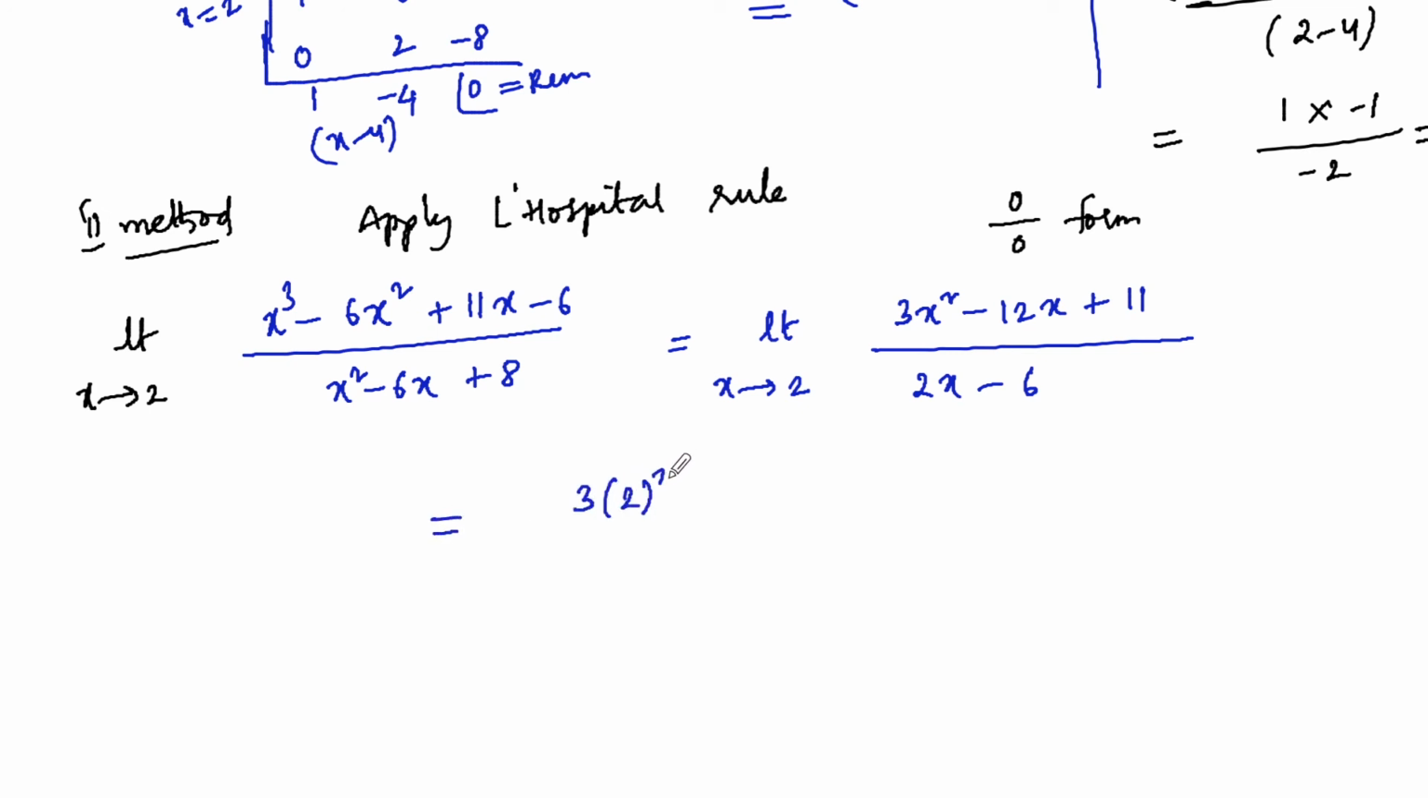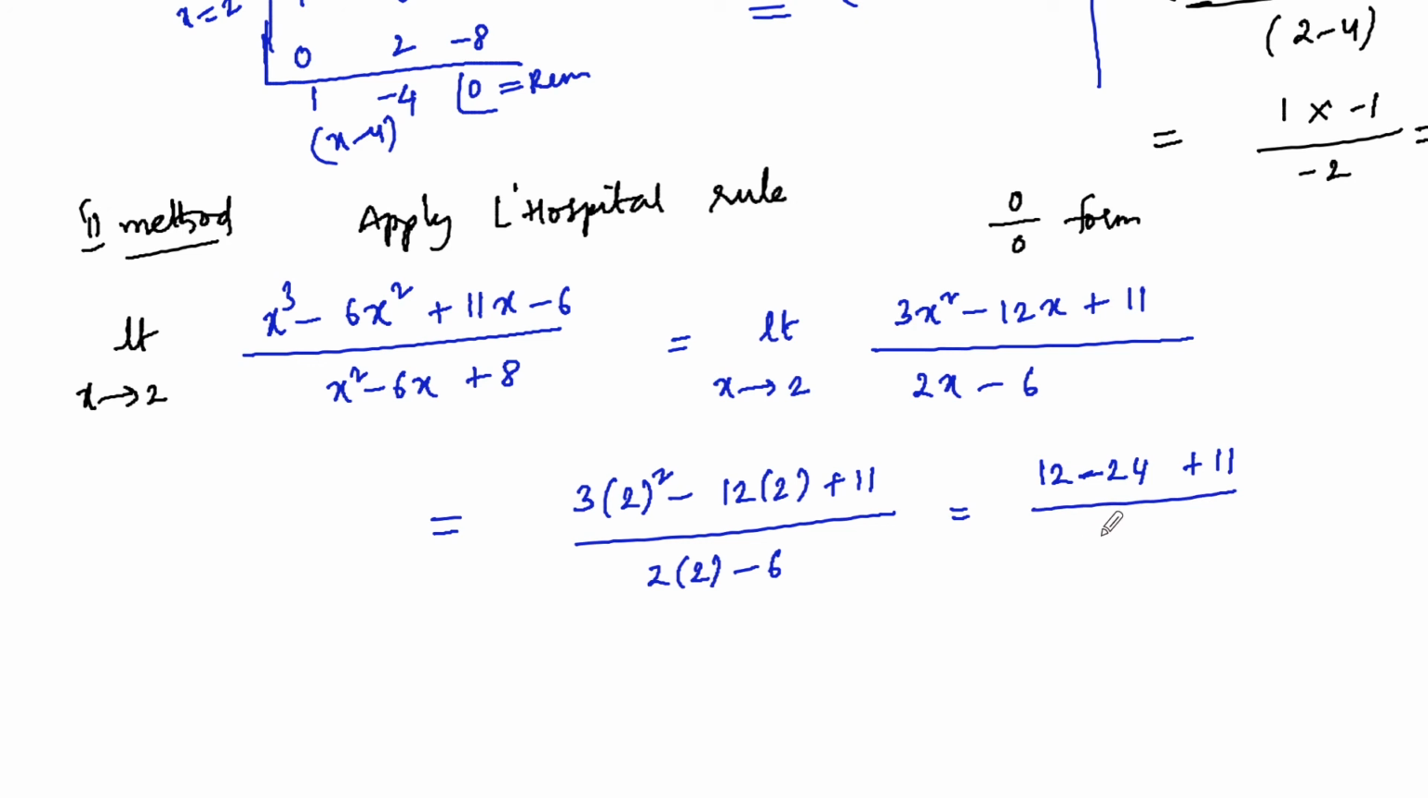So 3 into 2 squared minus 12 into 2 plus 11 upon 2 into 2 minus 6, which is equal to 12 minus 24 plus 11 upon 4 minus 6, which is 23 minus 24, that is −1 upon −2, which is equal to 1 upon 2. So by using L'Hospital's rule you are getting 1 by 2, the same as the factorization method.